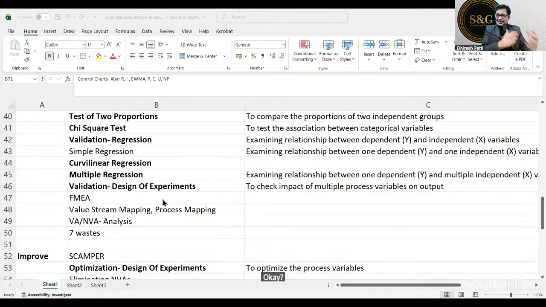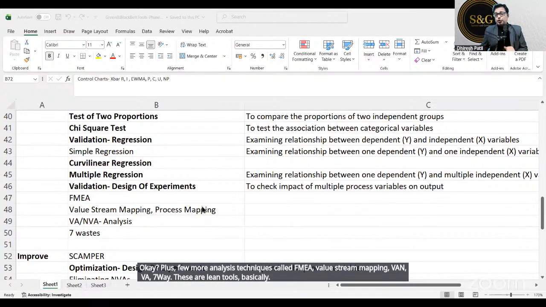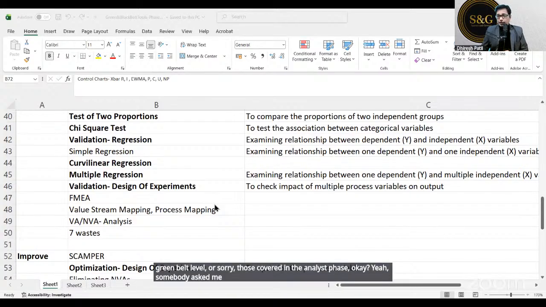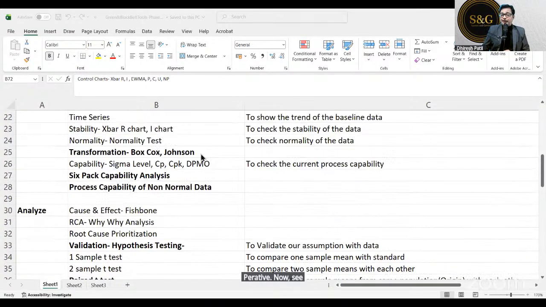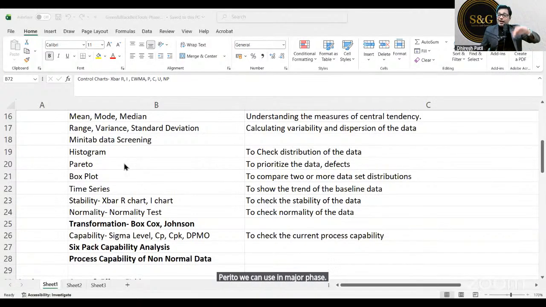Plus a few more analysis techniques called FMEA, value stream mapping, VA, 7 waste. These are lean tools basically. Those are also covered at the green belt level, in the analysis phase. Somebody asked me about what that is? Pareto. Now see, Pareto is a very important tool here. We can use Pareto in the measure phase, we can use Pareto in the analyze phase, right? We can use Pareto after improvement as well. So Pareto is an all-rounder tool which can be used in multiple areas.